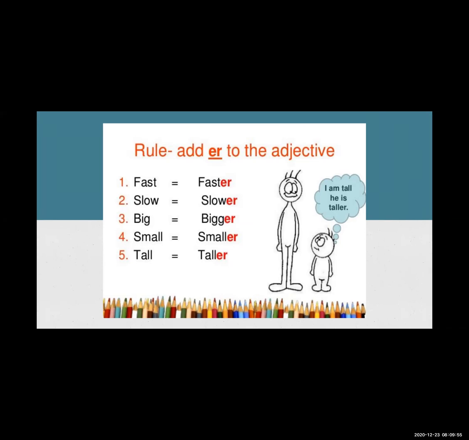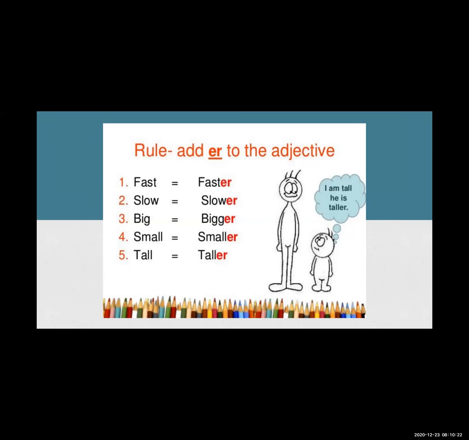Now suppose you have to convert fast, when in the sentence you are using fast as a word in the comparative degree. At that time you have to change this. Fast will become faster, slow will become slower, big will become bigger, small will become smaller, tall will become taller.